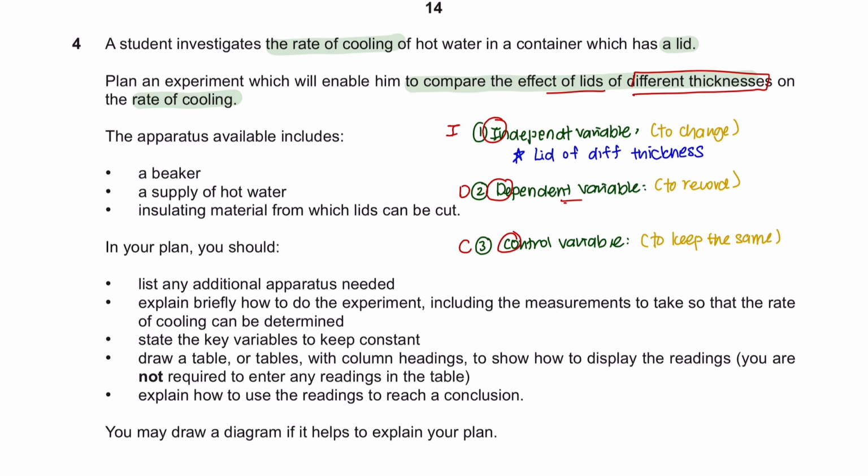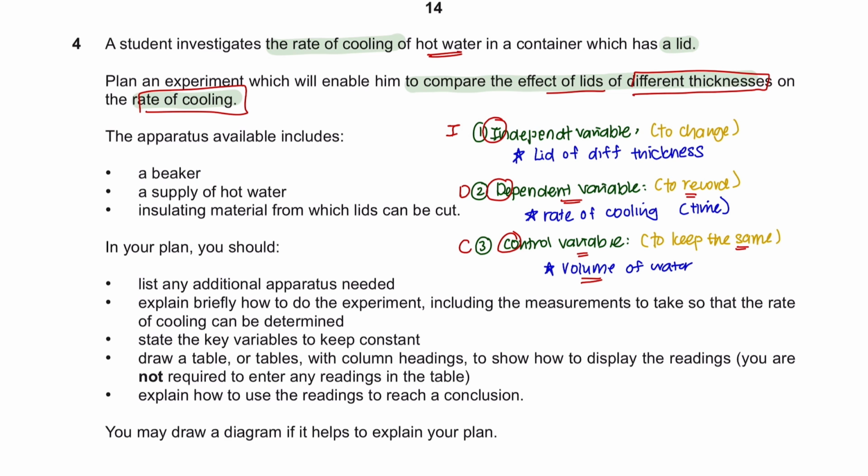And the dependent variable is the variable you're looking to measure or record, which is the rate of cooling. And for the control variable, you need to identify what other parameters for this experiment should be kept the same so that the experiment is fair. Since we are cooling hot water, I think we should use the same volume of water. Okay, now that we have identified the variables, let's continue.